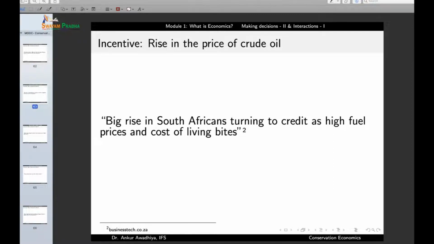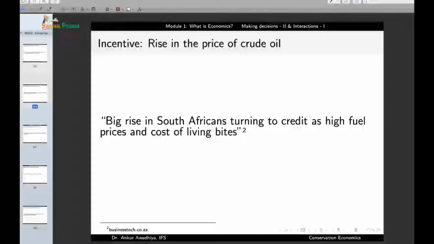So how do people act? This news article says big rise in South Africans turning to credit as high fuel prices and cost of living bites. So one response is that I have less money, but I want to maintain the same amount of consumption, so I'll have to borrow this money from somewhere. So more and more people start moving towards credit, and so there is a big rise in people turning to credit as a source of funds.